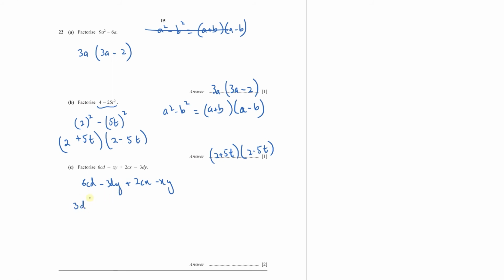So if I take 3d common, I get 2c minus y plus I only have x common here, so I write x into 2c. This becomes 2c and this becomes minus y. So now 2c minus y is common, so 2c minus y multiplied by 3d plus x. So you can write the answer 2c minus y multiplied by 3d plus x.